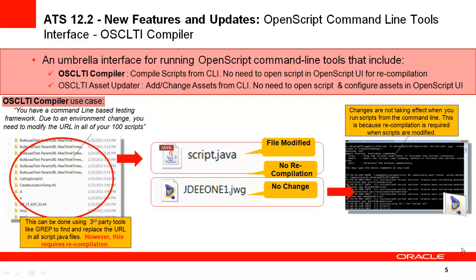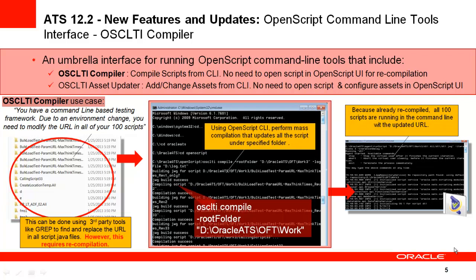However, because an OpenScript script is a Java program, any change made to the source file requires recompilation. You can do the recompilation by opening a script in the OpenScript UI, but you do not want to do that, as you are not running a script from the UI in the first place, and especially if you have hundreds of scripts, it takes a lot of your time to open each script just for the compilation purpose. So this is when the command line compiler is useful. It allows you to specify a folder where your scripts are located and performs a multi-compilation.